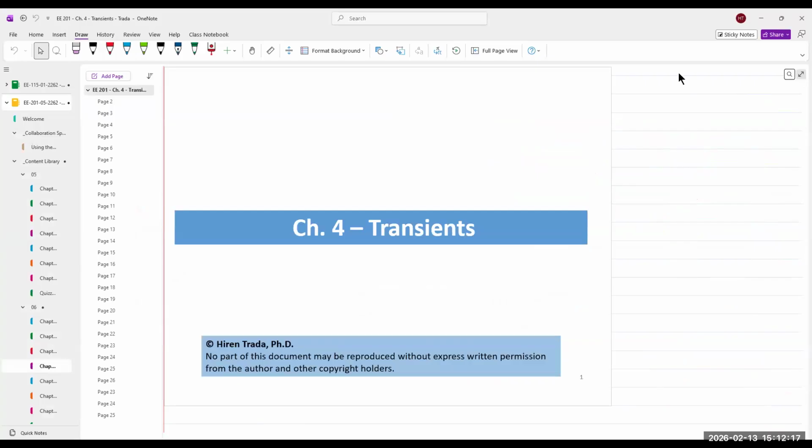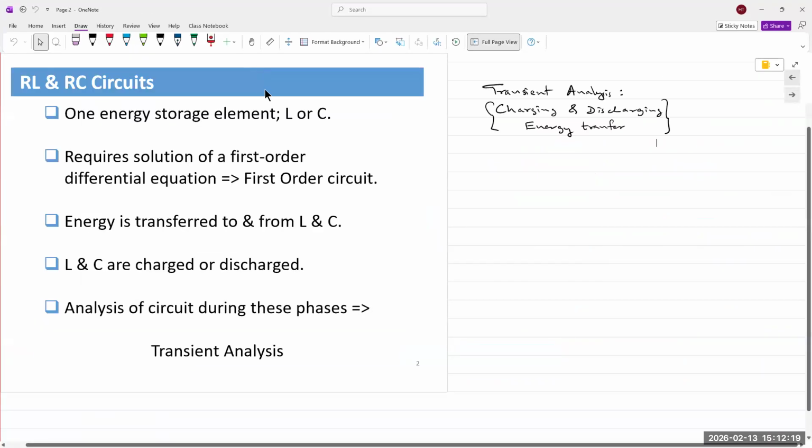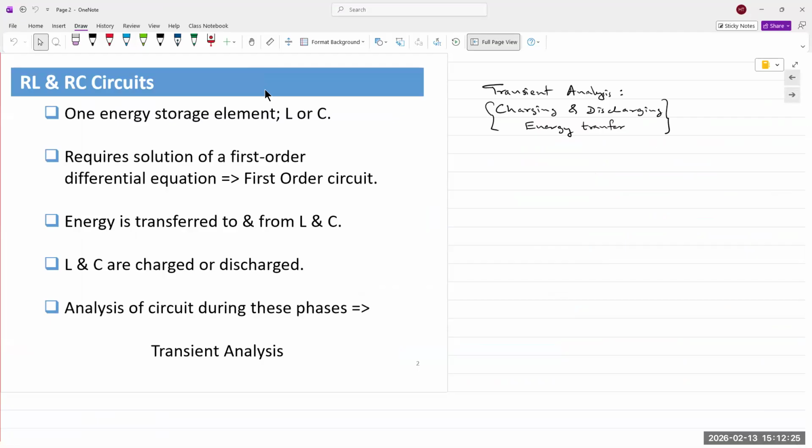Transients. Okay. Transient analysis is so called because we are analyzing the response of a system where the response is fleeting, it's momentary. Hence the name transients or transient analysis. After the transient response is finished, all that's left behind is the steady state response. And this occurs only in inductors and capacitors.